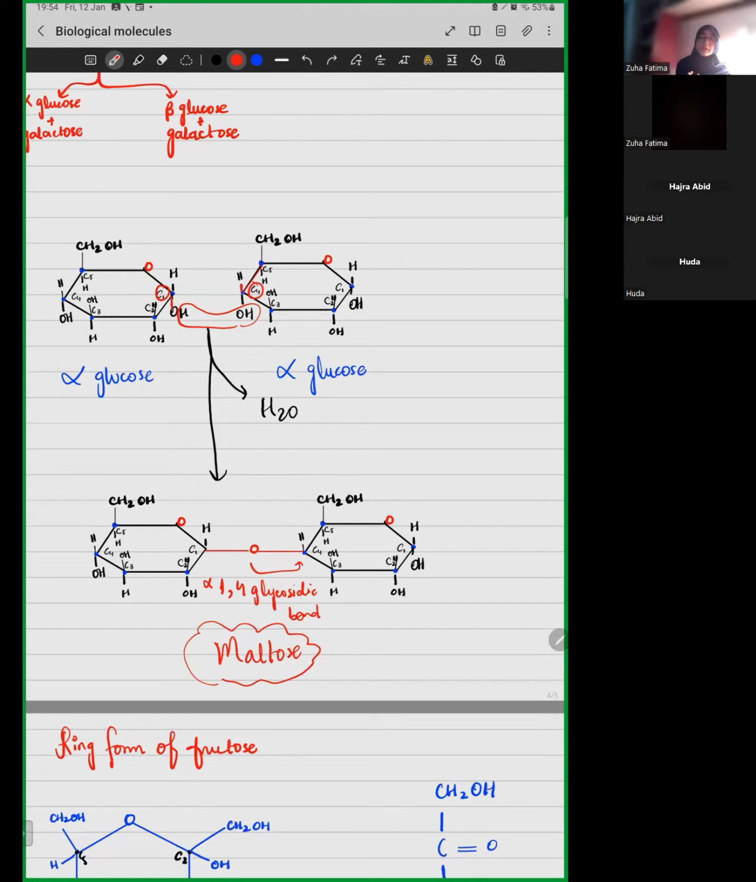So if I flip this and bring it over here and send it over here, even then the bond that is formed will be a 1,4 glycosidic bond. So the glycosidic bond is being formed between carbon 1 of one glucose and carbon 4 of another glucose. Okay?